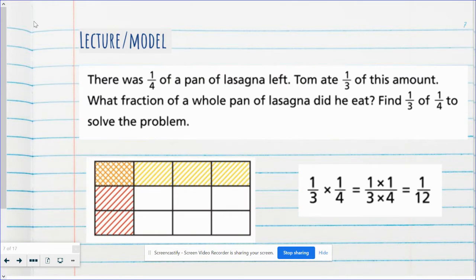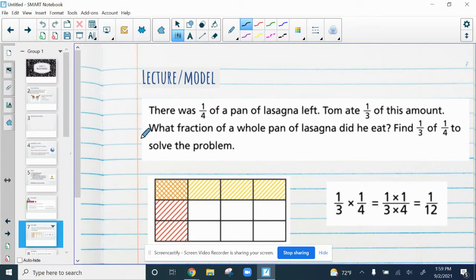There was a quarter pan of lasagna left. Tom ate 1/3 of this amount. What fraction of the whole pan of lasagna did he eat? So as we can see, we have one part of the pan. We have the pan first shaded into fourths. 1, 2, 3, 4 pieces. And we shade it in red, 1/4.